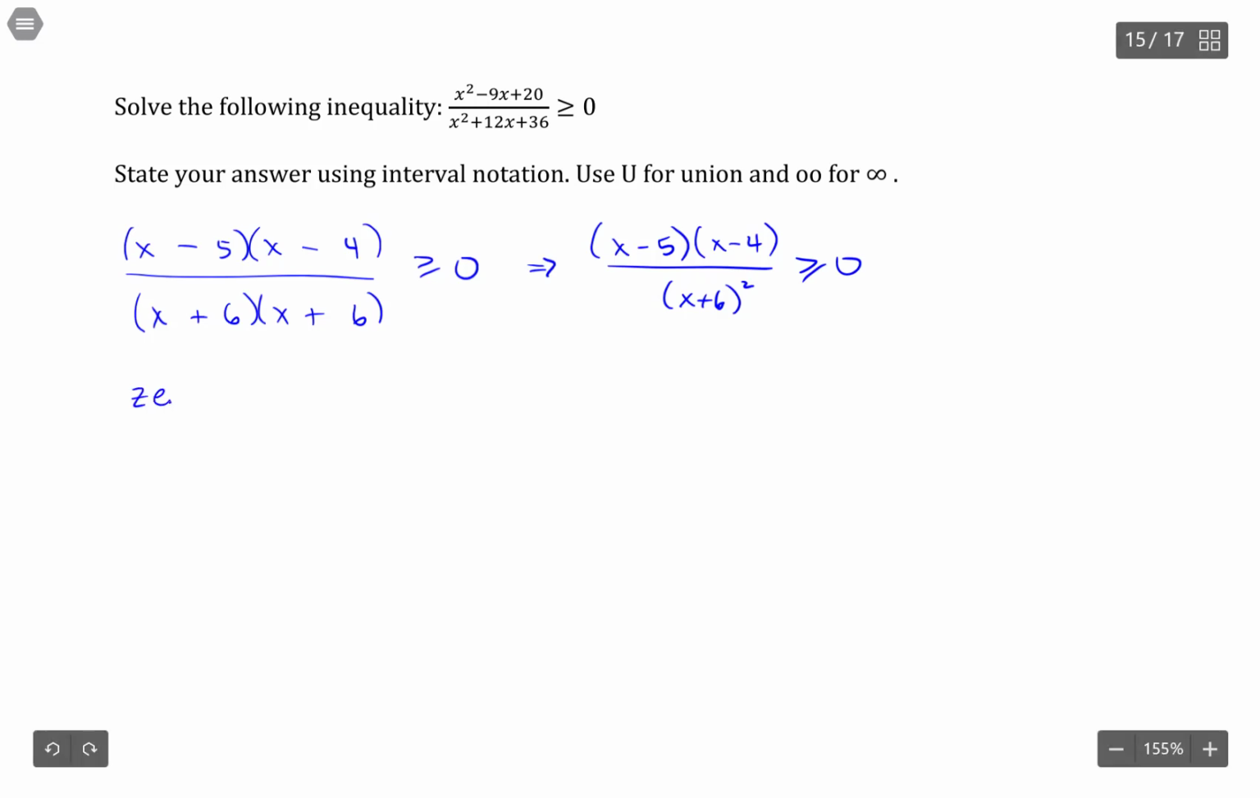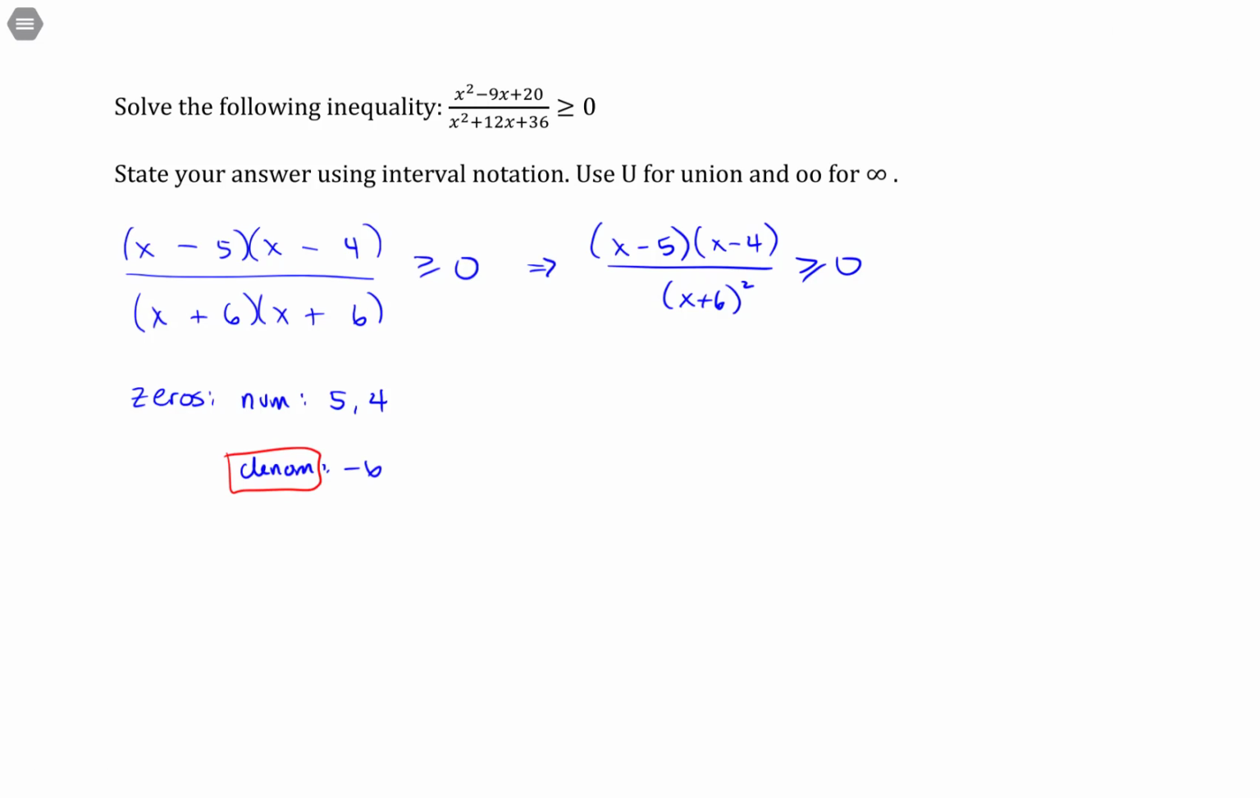Now, to begin, what we have to do is identify the zeros. The zeros matter if they're in the numerator or if they're in the denominator, so I'm going to list them separately. For the zeros of the numerator, I take the individual factors, set them to 0, and solve. So 5 and 4 are the zeros of the numerator. And if I take x plus 6, set that to 0, I get negative 6 as the zero of the denominator. What's important about that zero in the denominator is it's an asymptote. No matter what, I cannot include it as part of my final answer.